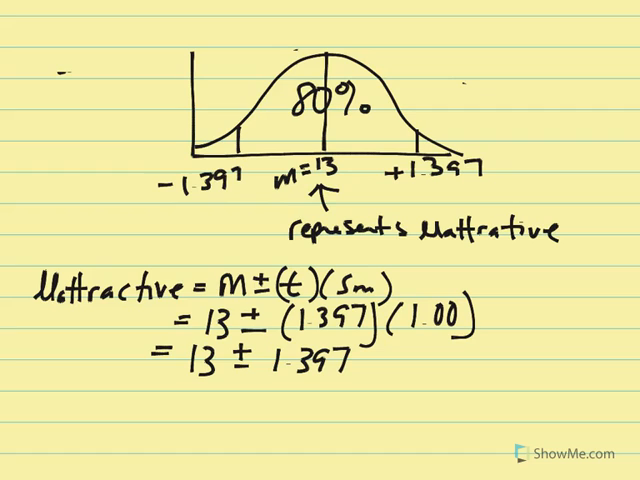So again, notice that the 13 is in the center and we're adding that value and subtracting to calculate the anticipated population mu. So if we add that product to 13, then we would get a value of 14.397. If we subtract it from 13, we get 11.603. And what we've just calculated is a confidence interval at 80%.